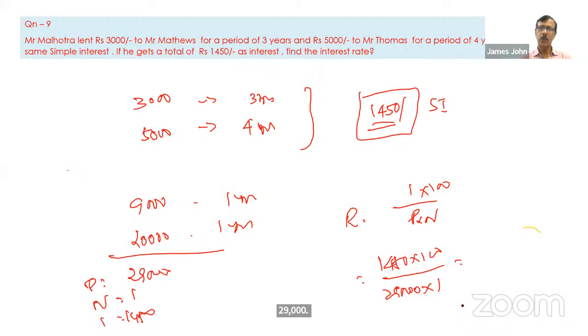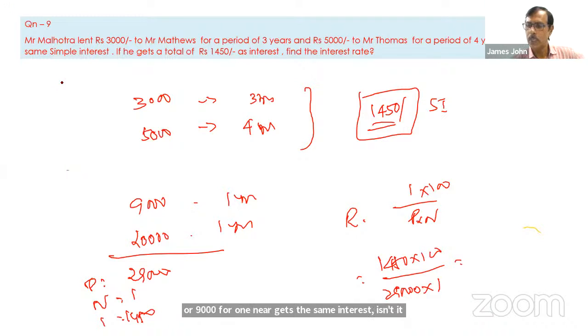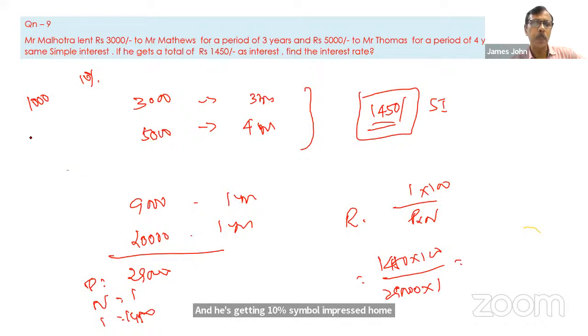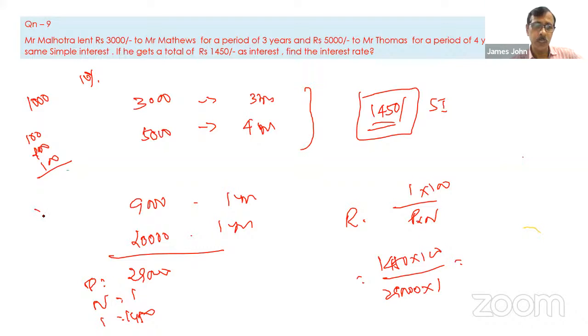Is it clear? The logic I'll explain once again. 3,000 for 3 years or 9,000 for 1 year gets the same interest, isn't it? I'll give an example. Suppose the amount is 1,000 rupees and he is getting 10% simple interest. How much interest for 1 year? 100. Second year, he gets again 100. Third year, he gets 100. So 3-year interest, he gets 100 into 3, 300, isn't it? So this 300 rupees interest he gets means for 1,000 rupees for 3 years, isn't it?